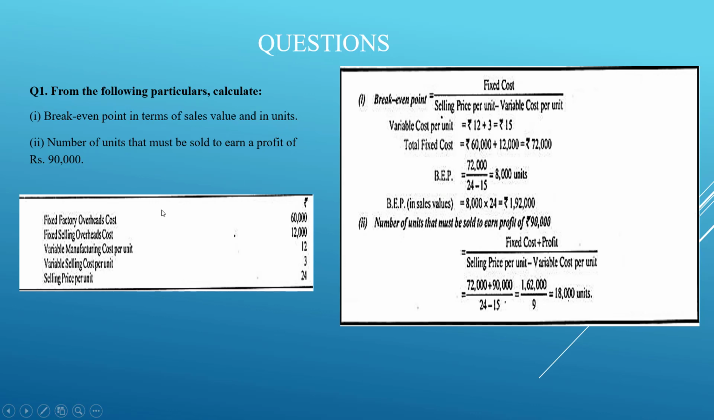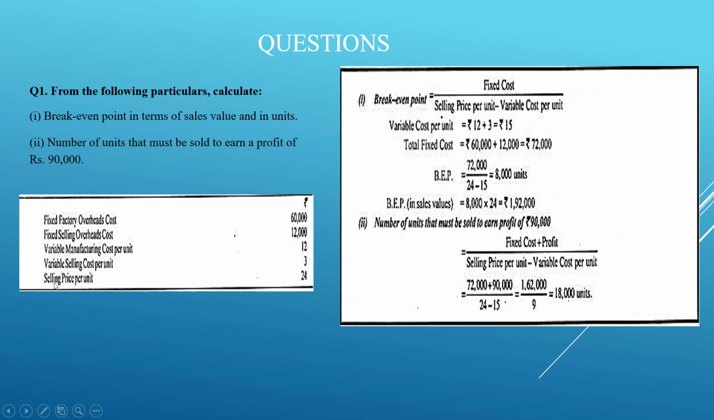Now next is total fixed cost. Two items we are seeing here as fixed, right? One is fixed factory overhead cost and one is fixed selling overhead cost. So if they have separated it, you have to put it together, right? You have to add it. That is 60,000 plus 12,000. So 60,000 plus 12,000, you are getting 72,000. Now, for putting in the formula, fixed cost we got it. That is 72,000.